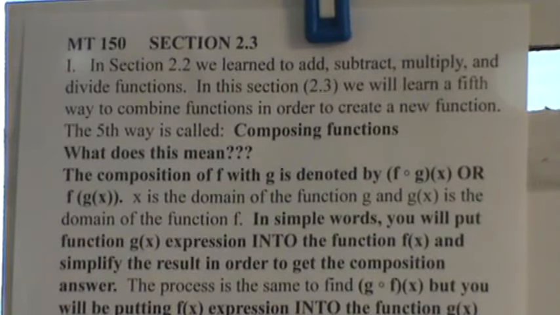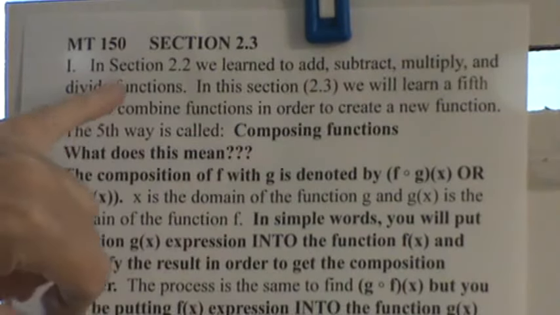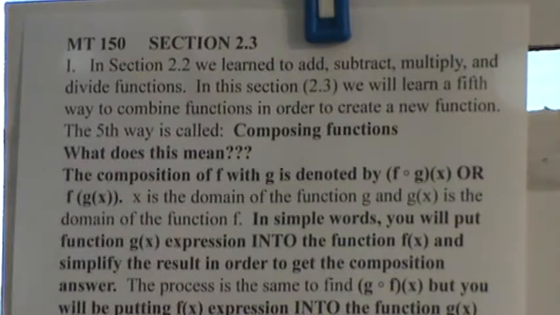Okay, now this video continues on with section 2.3. And again, this handout is found under course content, where it's the same place the videos are found. And I'm just going to read to you for just a little bit because I think it's important to set up what we're doing here in section 2.3. It says in section 2.2 we learned how to add, subtract, multiply, and divide functions. But in this section we're going to learn a fifth way to combine functions in order to create a new function. The fifth way is called composing functions.